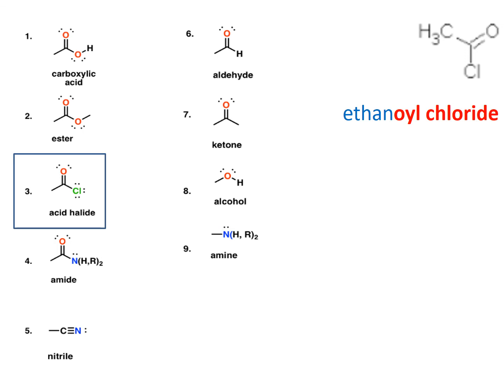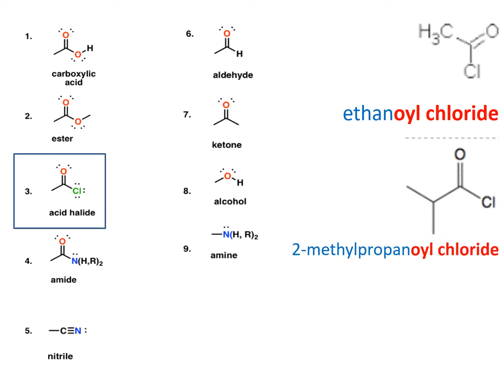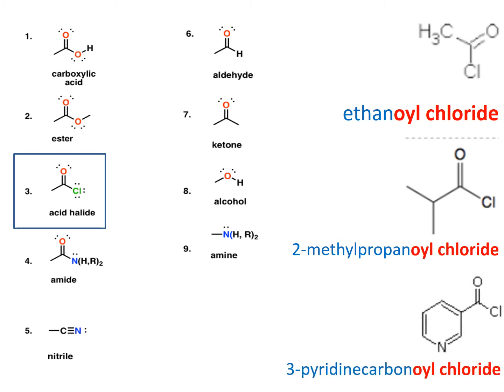Examples of acyl chlorides include ethanoyl chloride, 2-methylpropanoyl chloride, and 3-pyridine carbonyl chloride. Nomenclature of acyl chlorides will be further covered in Chapter 26.